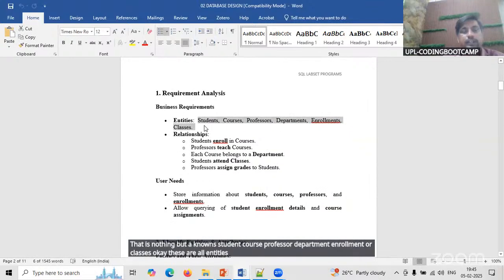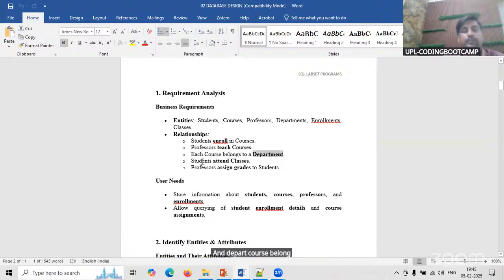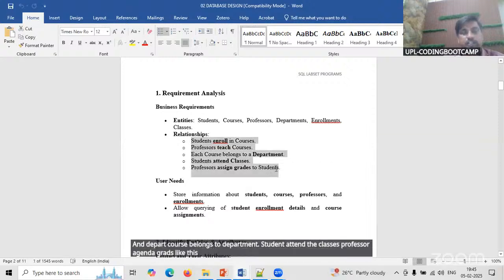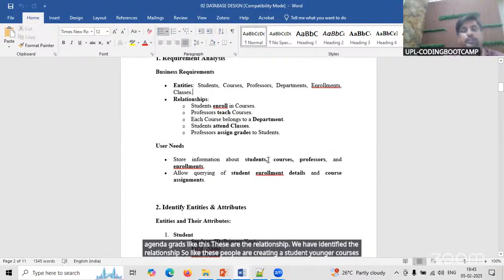So when you say entities, there should be communication between them: student versus course, professor versus courses, and course belongs to department. Student attends the classes, professor assigns the grades. Like this, these are the relationships. We have identified the relationships. So like this, people create student, enroll, and courses tables.